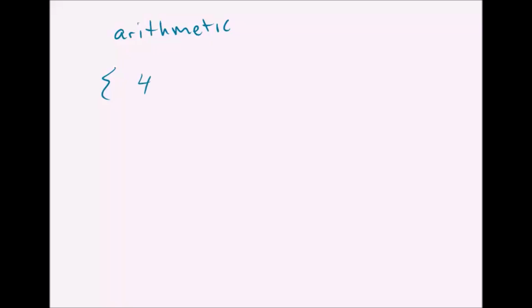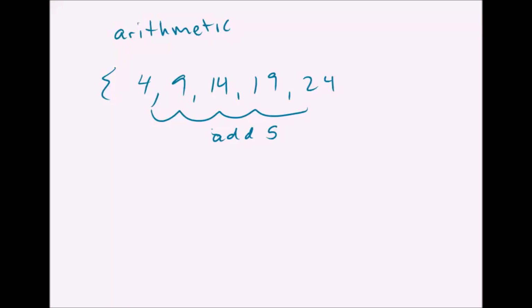In 12.2, we're going to talk about arithmetic sequences. And all an arithmetic sequence is something like this. So we have 4, 9, 14, 19, 24. And to get from one number to the next, all we did was add 5 each time. So an arithmetic sequence is just like arithmetic. You have to add a number to get to the next number each time.